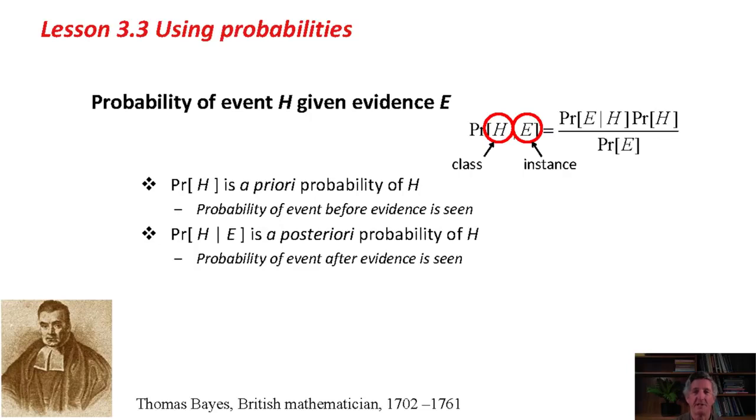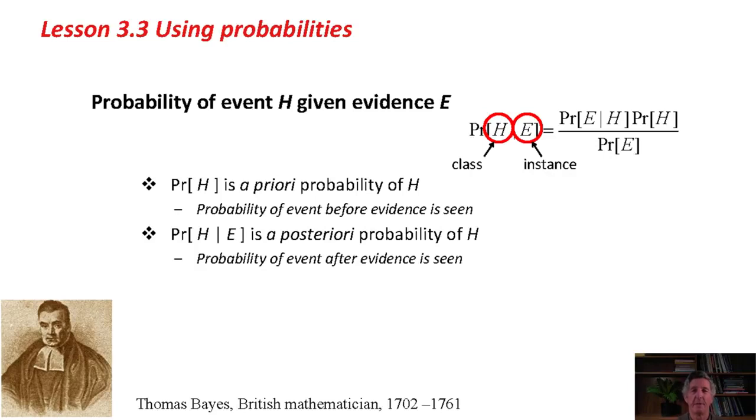So P of H by itself is called the a priori probability of the hypothesis H. That's the probability of the event before any evidence is seen. So that's really the baseline probability of the event. For example, in the weather data, I think there are 9 yeses and 5 noes. So the baseline probability of the hypothesis play equals yes is 9 over 14, and play equals no is 5 over 14.